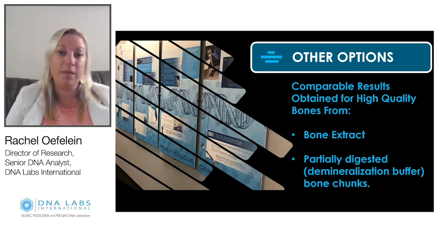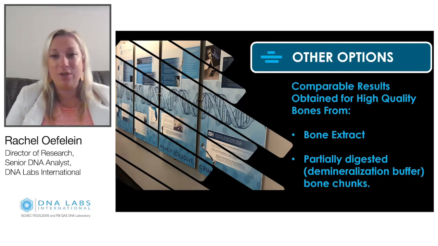So we tried just running the bone extract through to see what kind of DNA profiles we would get from that. We also looked at partially digesting. So doing a round of demineralization buffer and an incubation of those bone chunks, and then loading it into the rapid cartridge to see. The advantage there would be you would skip all the phenol washes. Phenol is a nasty chemical, so as much as we can limit that in our laboratory would be great. So we wanted to try that out.